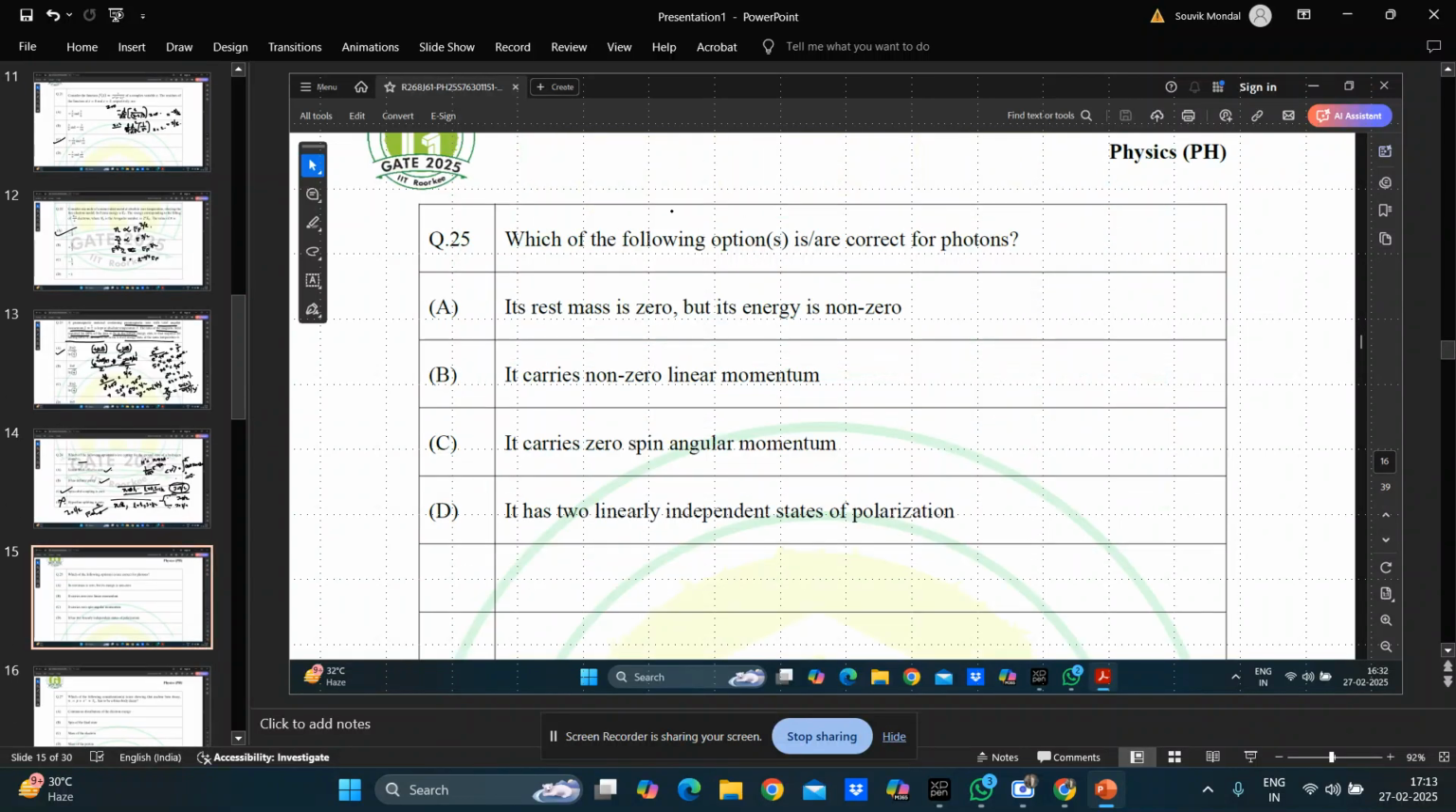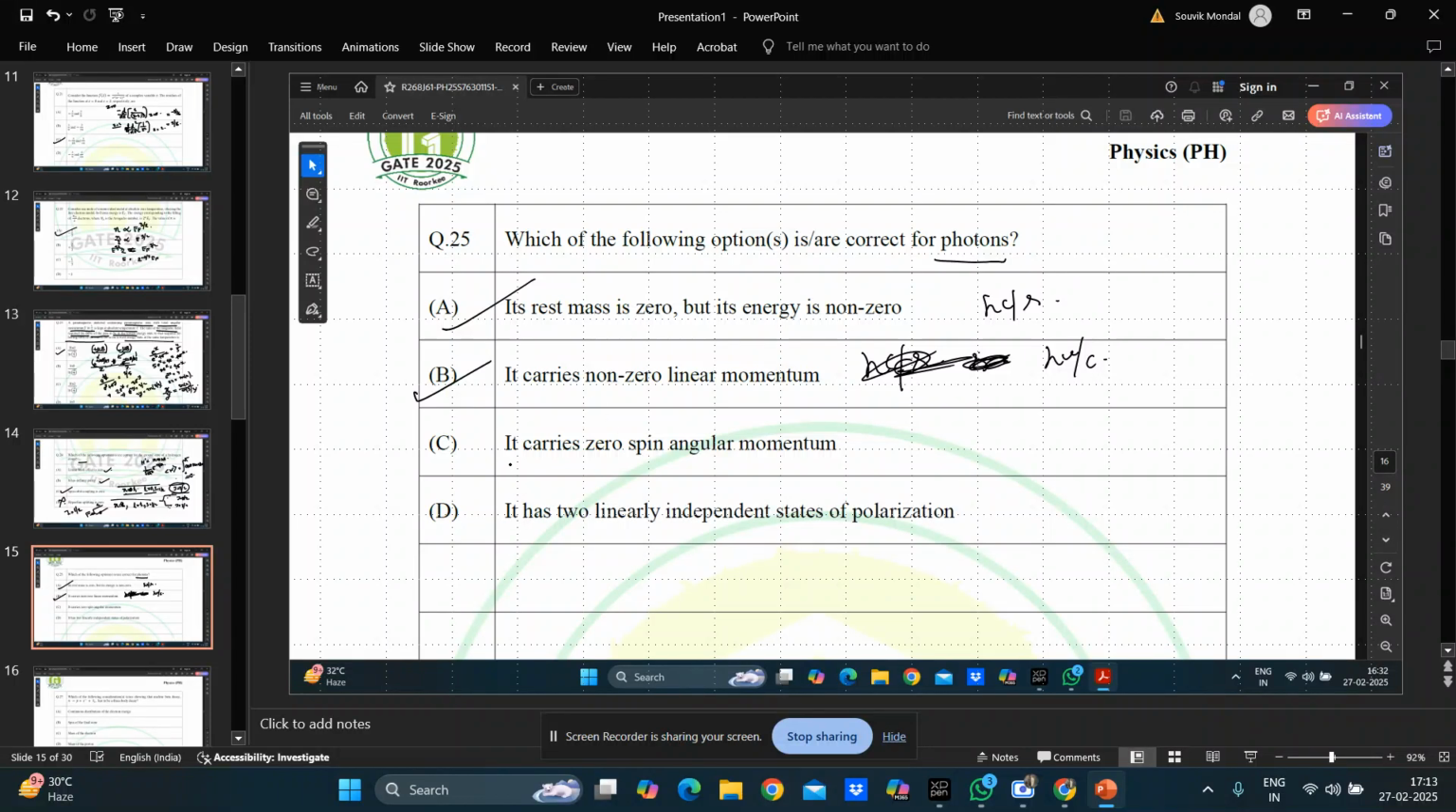Okay. Which of the following options are correct for photons? It has rest mass 0, obviously true. It carries non-zero linear momentum. True, it is true. hc by lambda, sorry, this is the energy, hc by lambda. The photon momentum is h nu by c, the energy divided by velocity.